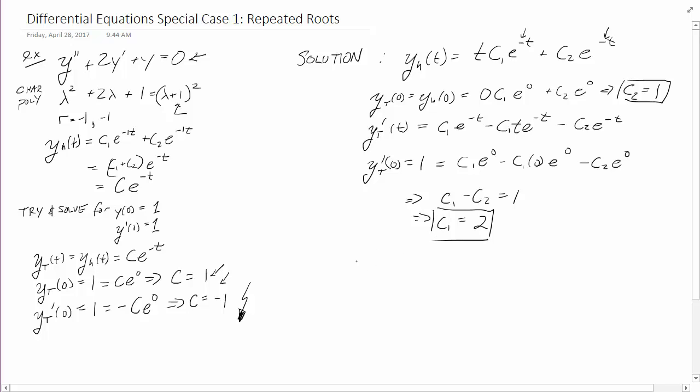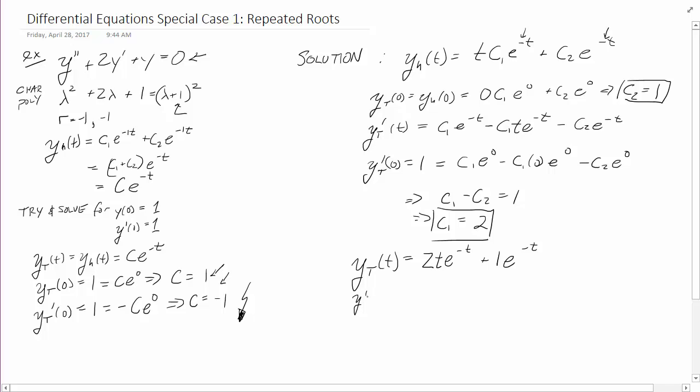Okay, so now we are able to check our solution. If the total solution is c1, so 2t e to the minus t, plus 1 e to the minus t. And now we can't combine these anymore because of this t term. So let's check our work. Does this meet the differential equation? Does it satisfy the homogeneous part?